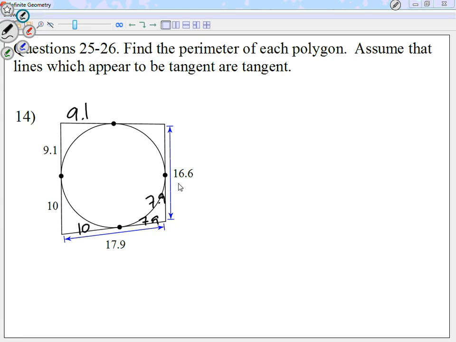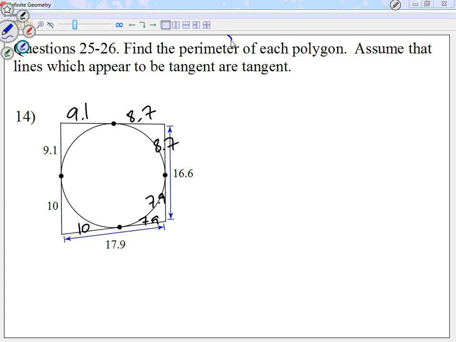The whole thing here is 16.6. Part of it is 7.9. Subtract them to find out how big the remainder is, and we're going to get 8.7, which means this other one up here is also 8.7. So I'm using the idea of tangents to find how much each of these little segments are.